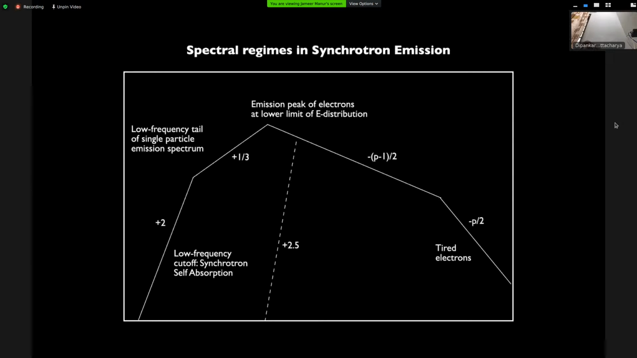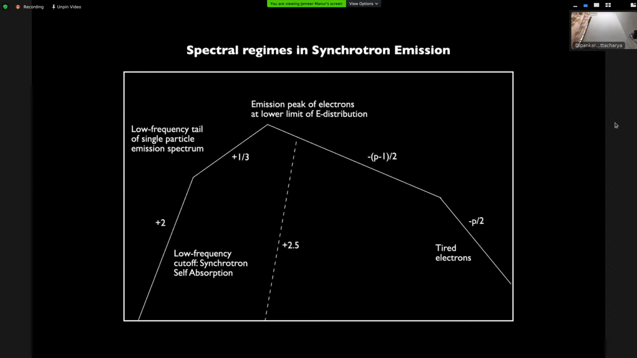And this frequency where the power law steepens is known as the break frequency or cooling frequency. And if you're dealing with radio sources, you would often use this break to determine the age of a source, because as the age progresses, more and more electrons become tired, and this frequency keeps moving down in value.